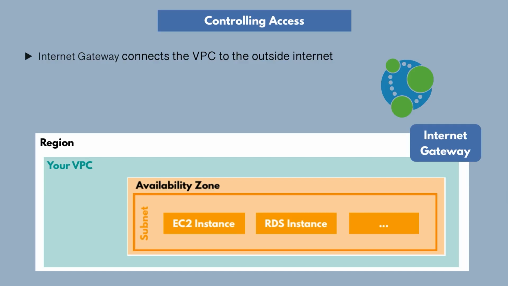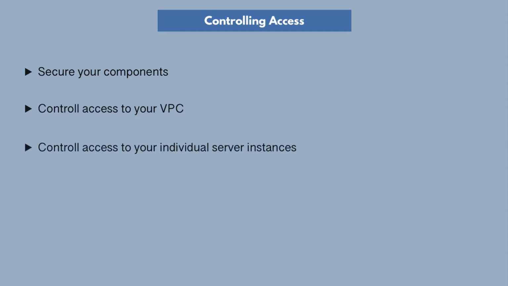Now, obviously, in addition to all of this network configuration, you need to secure your components, right? So for example, you want to control what traffic enters your VPC or what traffic reaches individual instances and components in your VPC or in your subnets, and you want to control what traffic goes out, right? So this is a firewall configuration basically for your VPC and for individual instances.